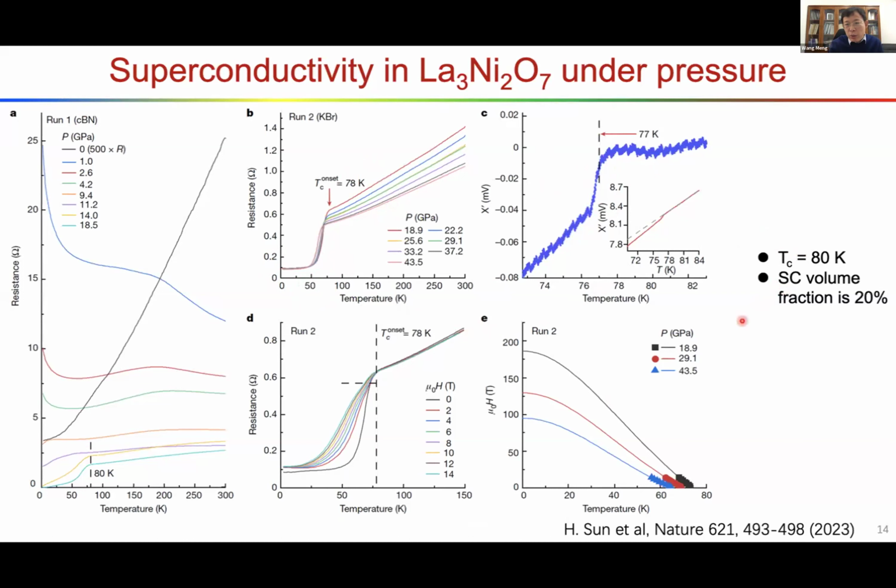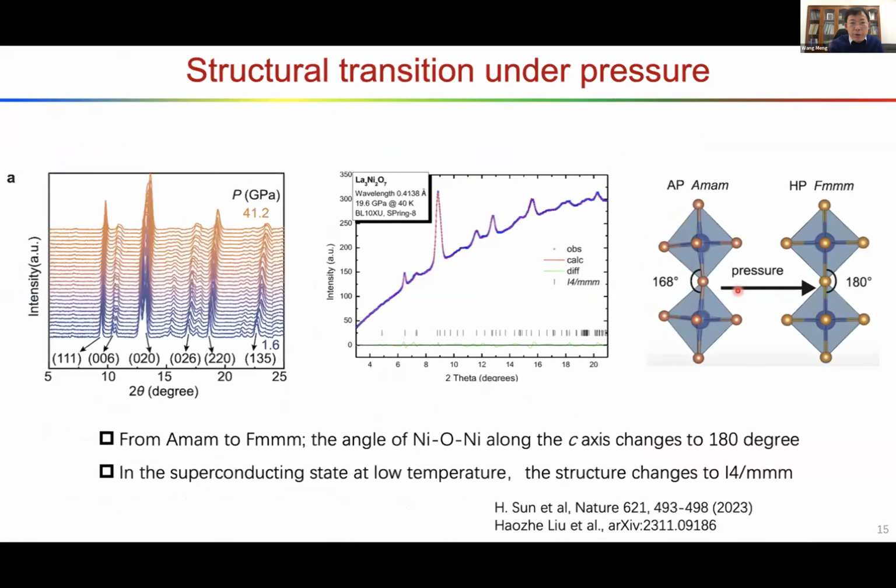It's around 20%. Recently, we also repeated these measurements, and the volume fraction on different samples varies from 8% to 20%. And for the structure under high pressure, there's a structure transition from AMAM to FMMM. They are all orthorhombic structures.